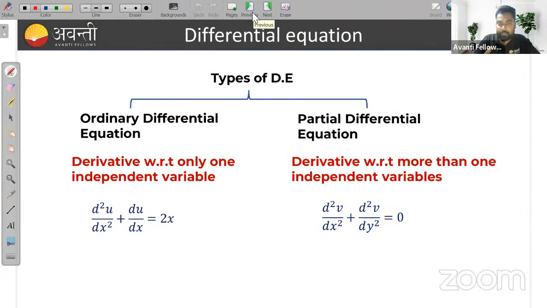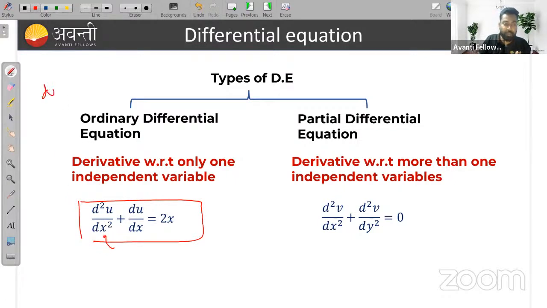Types of differential equation. Two types are there: one is ordinary differential equation and the other one is partial differential equation. In case of ordinary differential equation, we have derivative with respect to only one independent variable. So here in ordinary differential equations, we have only one independent variable.